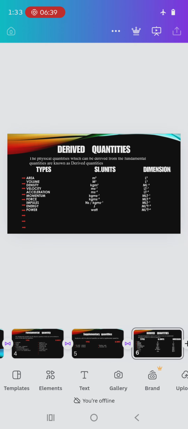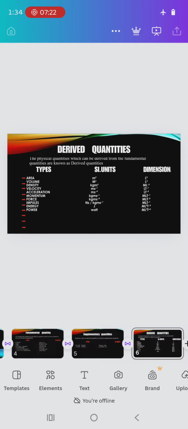The physical quantities which can be derived from the fundamental quantities are known as derived quantities. I will explain the types, SI units and finally the dimensional formula. The area: the SI unit of area is small m square. The dimensional formula for area is capital L square. The dimensional formula is expressed simply in capital letters.